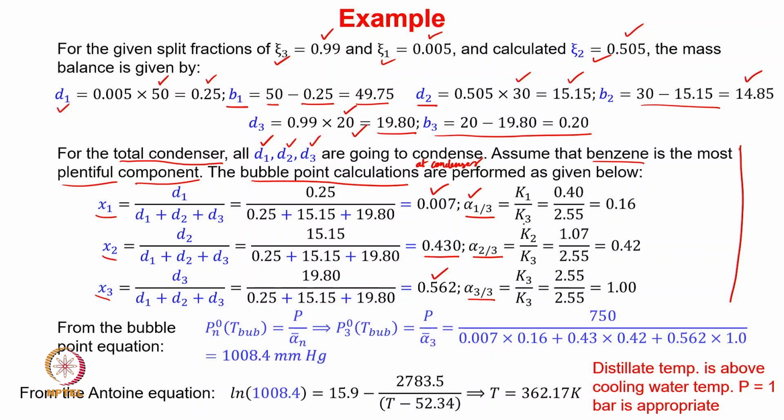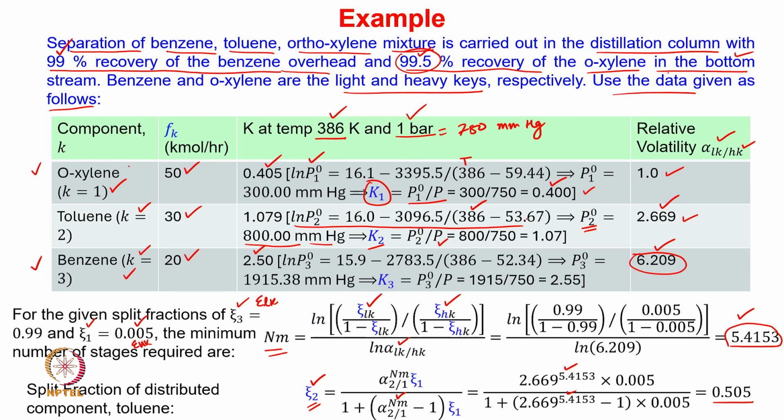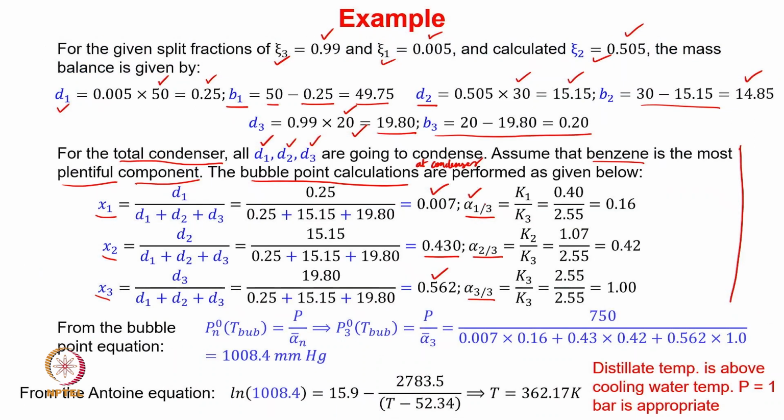We have already calculated K1, and we have also calculated K3. Look at the table. In the table, we have already calculated K1 and K3, isn't it? So we know the value of K1 and the value of K3. So K1 by K3, that is nothing but 0.4 divided by 2.55, since K3 is 2.55 and K1 is 0.4. That is going to give me alpha 13, which comes around 0.16.